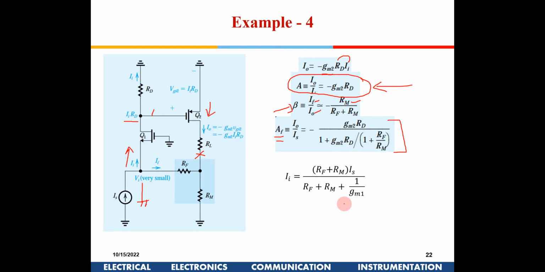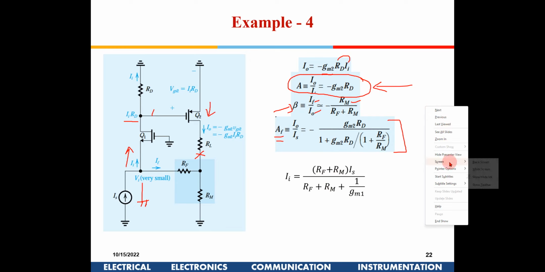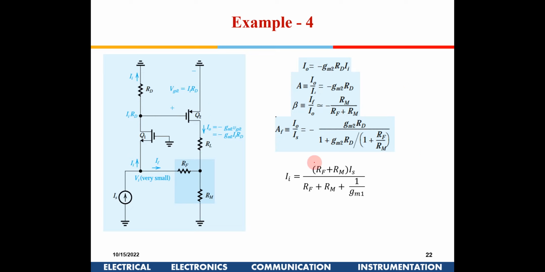Sir, yeah. Can you explain again? So in gain calculation, if we take into effect this IF, like the current which is flowing to RF and RM, then won't it be opposing, like conflicting?